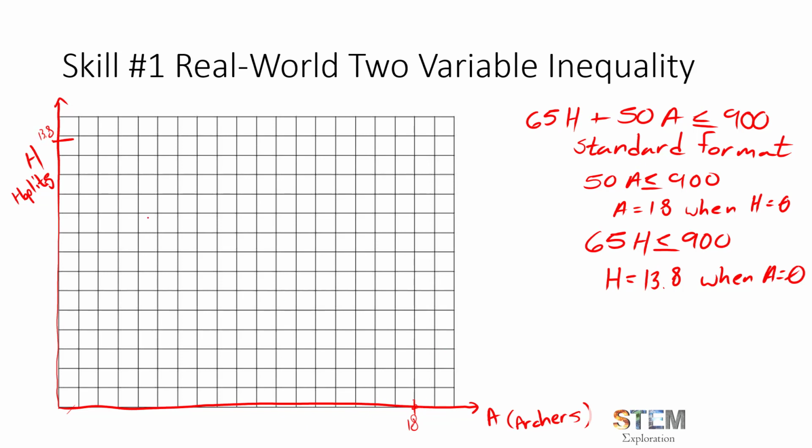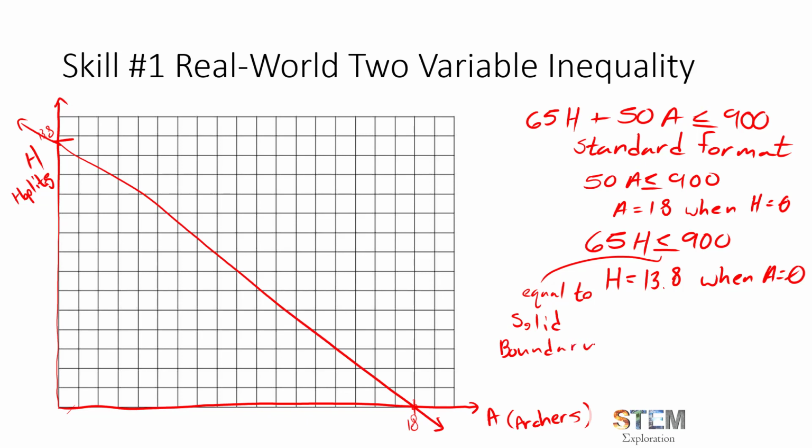Each tick mark is representing a unit. And now we're just going to connect the dots, and we're going to graph our boundary line. And we can go with a solid boundary line like we talked about in the previous video because this is an equal to type inequality. So that means you have a solid boundary line.